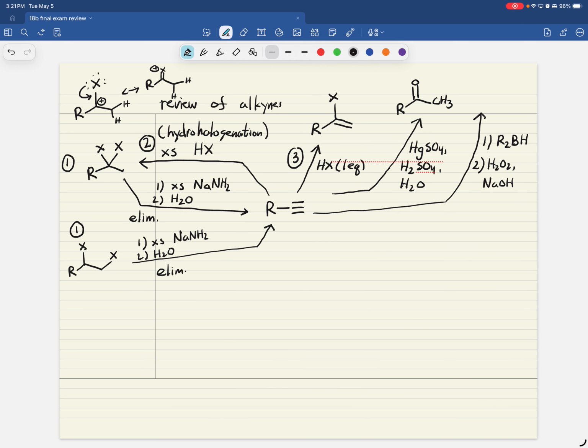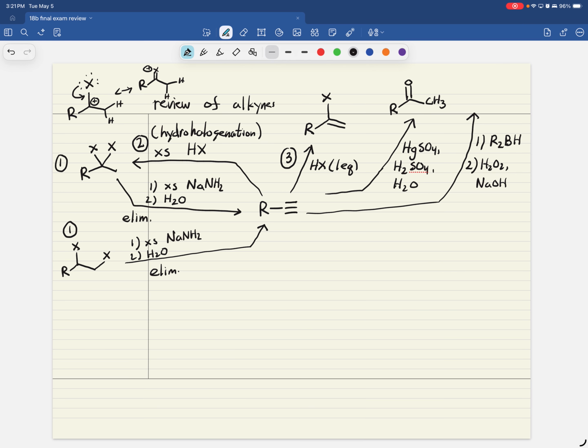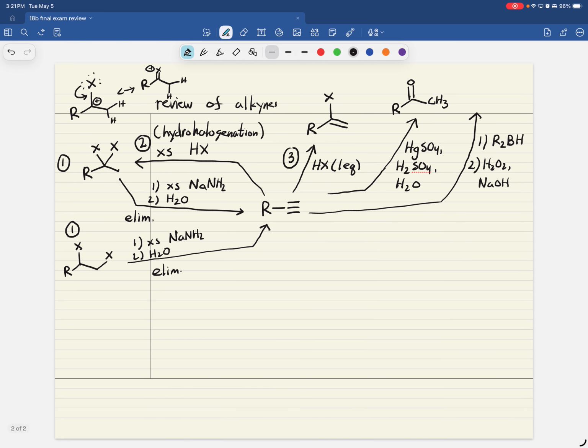All right, so we're still going to form an enol, but where does the alcohol end up? So the less substituted, right? And when we tautomerize, what do we get? Is it going to be an enol, or what do we get? Yep, an aldehyde. Yeah, that's right.